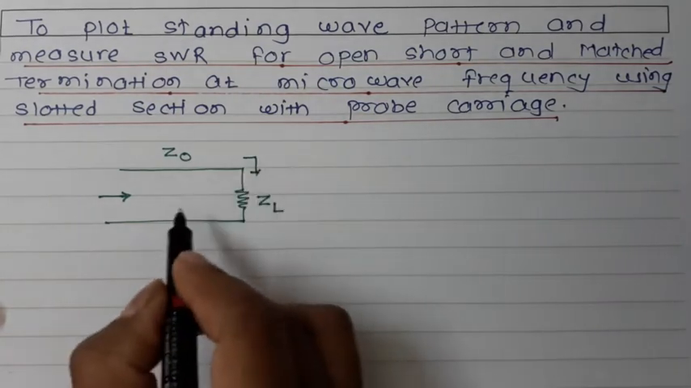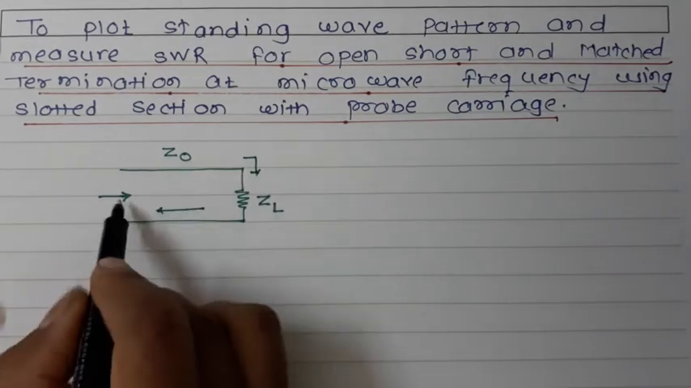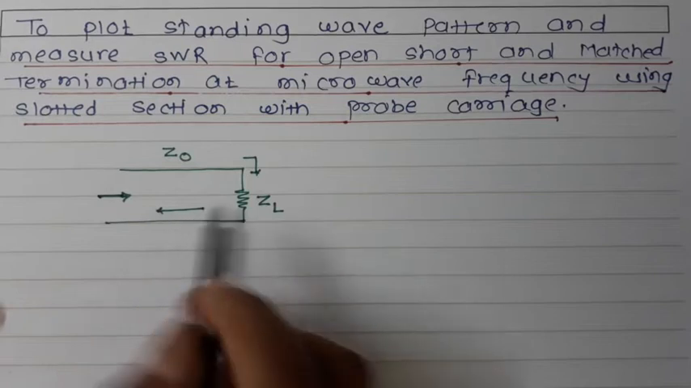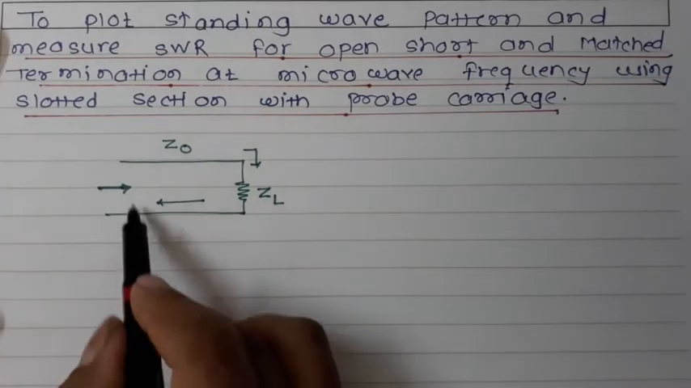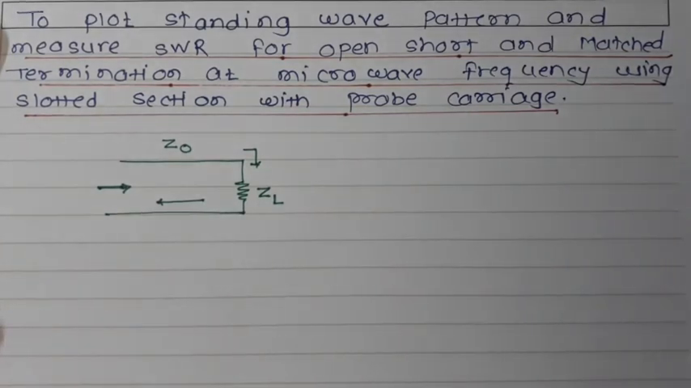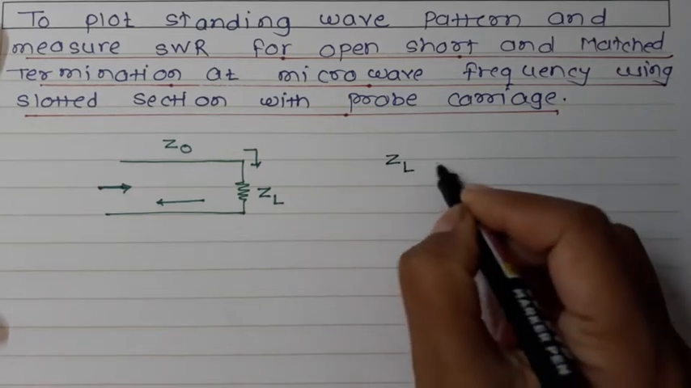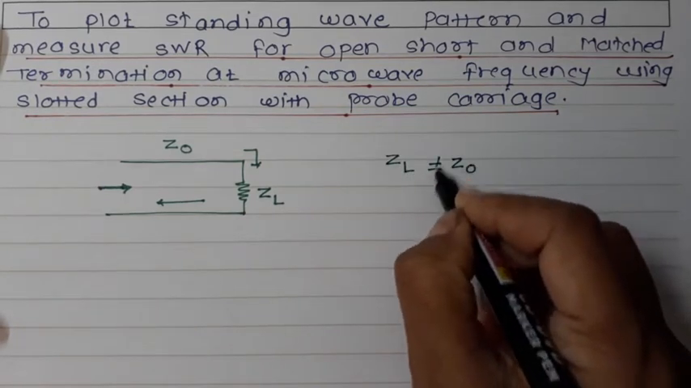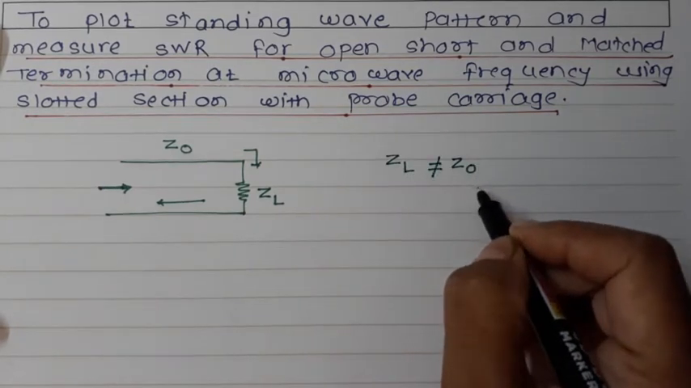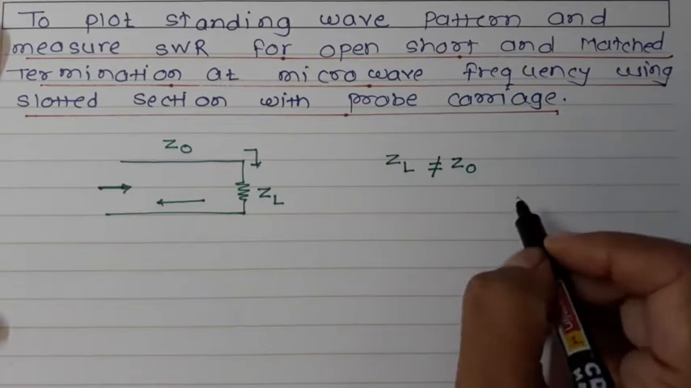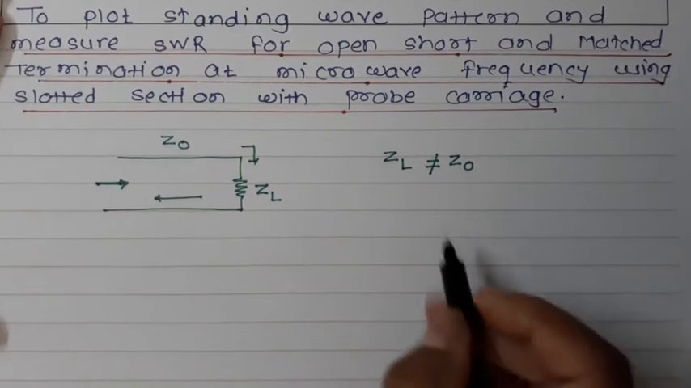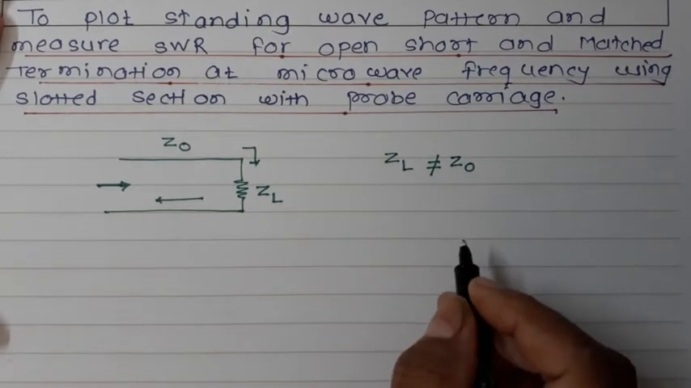Some power will reflect back, and because of this incident power and the reflected power, waves are formed inside the transmission line, and that is called the standing waves. So whenever there is a mismatch between ZL and Z0, where Z0 is the characteristic impedance of that particular transmission line, there will be reflection. What is the relationship of this reflection coefficient and unmatched load, that we will see.